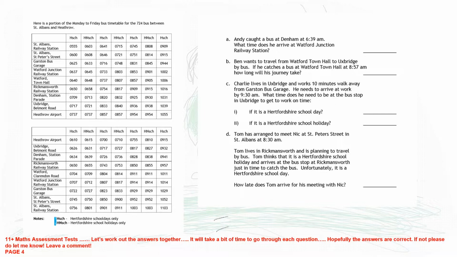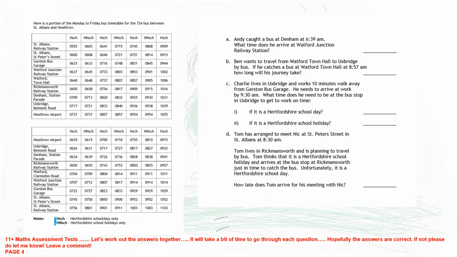Let's move on to the question. The first question is, Andy caught a bus at Denham at 6:39 a.m. So where is Denham? Denham is here. And there are two Denhams. One is going towards Denham and one is coming from Denham. So which Denham do they mean? What time does he arrive at Watford Junction railway station? So we have to look at the timetable that's going from Denham to Watford Junction.